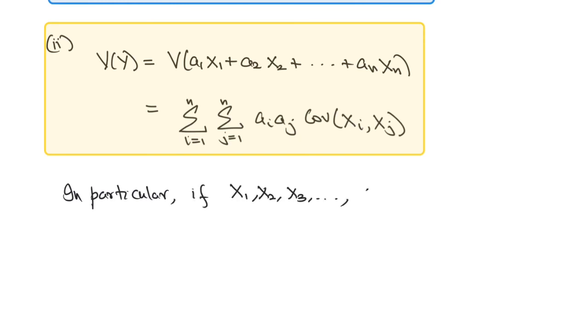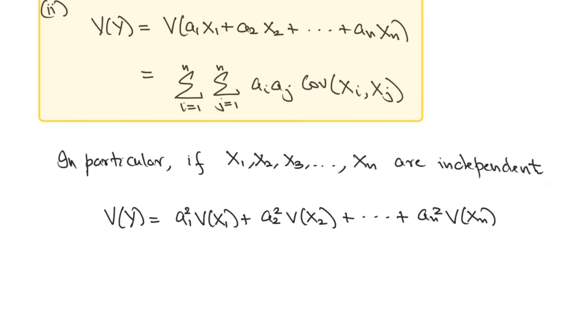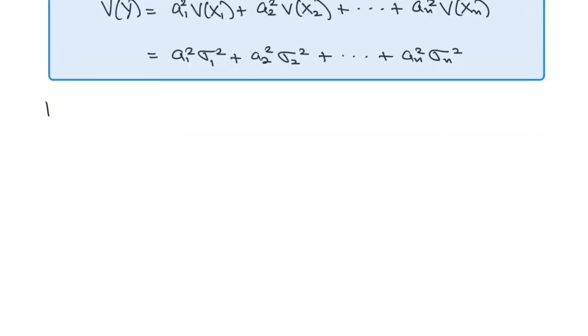In particular, note that if x1, x2, x3 up to xn were to be independent random variables, the variance of the linear combination would be equal to a1 squared times the variance of x1 plus a2 squared times the variance of x2 all the way up to an squared times the variance of xn.